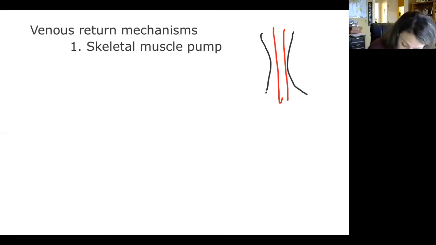But these vessels have valves. They have one-way valves, so the blood can only move in one direction. It only allows blood to flow up towards the heart. The valves prevent backflow. So when you contract the muscles, it compresses the vein, which forces the blood to move. The only direction it can move is towards your heart. So contracting your leg muscles assists with your venous return. Okay, I'm going to explain that again. You contract your leg muscles, it compresses the vein, forces the blood to move. Because of the valves, the only direction the blood can move is towards your heart.